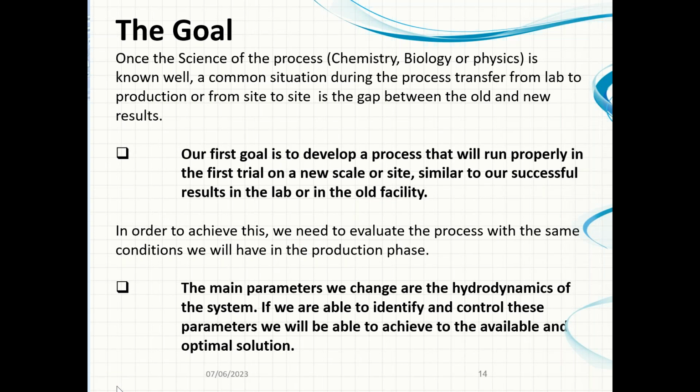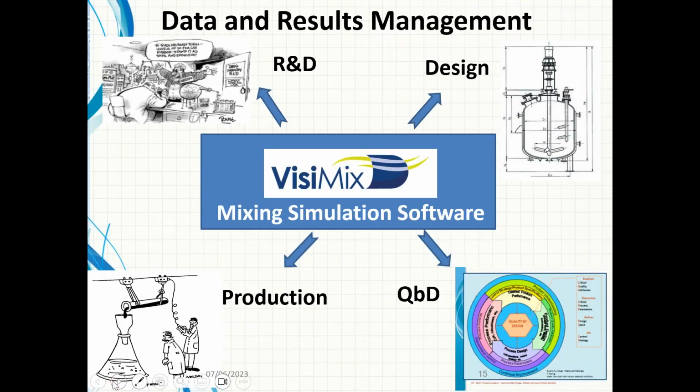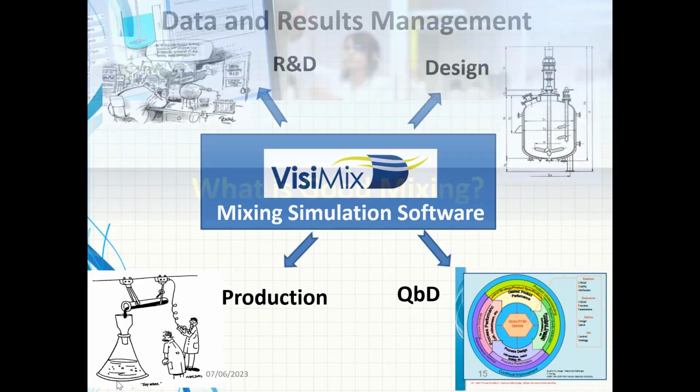For this, if we catch the main parameters and evaluate them, we are able to establish them even from the first step, which is the lab, small equipment. If we catch this information and understand at the beginning of the way what parameters will influence the process, we will be able to help people in the design, the production, and generate new results.